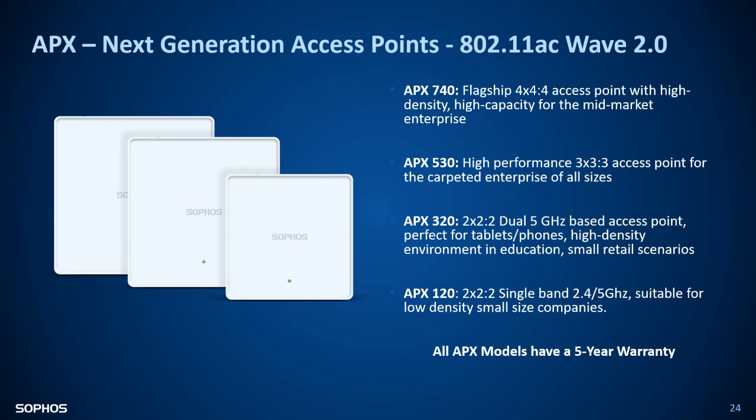The APX 740 includes 4 radios and is for high-density, high-capacity, mid-market enterprise companies, whereas the APX 530 includes 3 radios and is mainly used for carpeted enterprise companies of all sizes. The APX 320 includes 2 radios and is perfect for high-density environments in education or small retail scenarios. Lastly, our entry-level APX 120 includes 2 radios and is mainly suitable for low-density, small-sized businesses. Also note here, with the APX series, Sophos included a 5-year warranty on all APX devices.